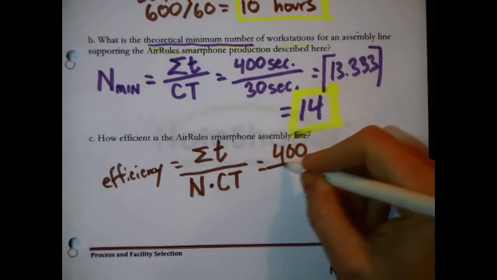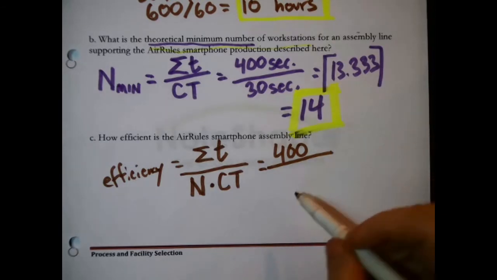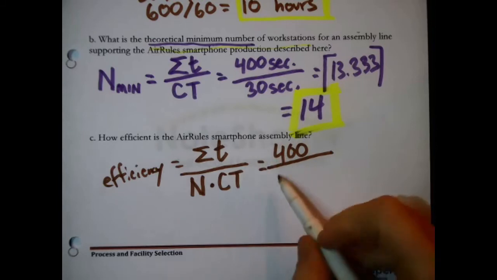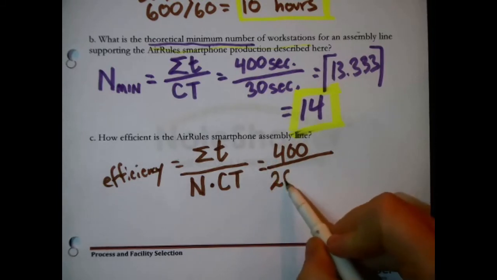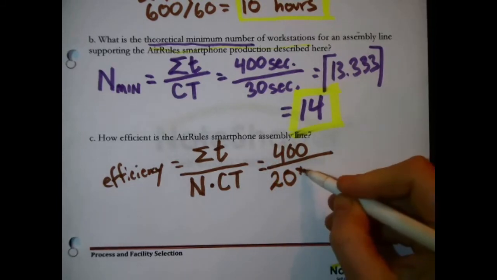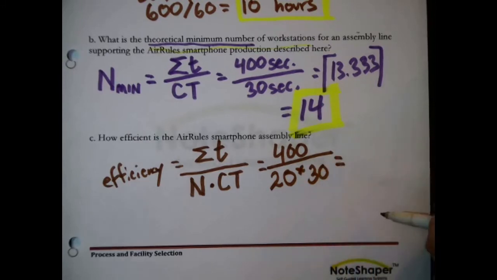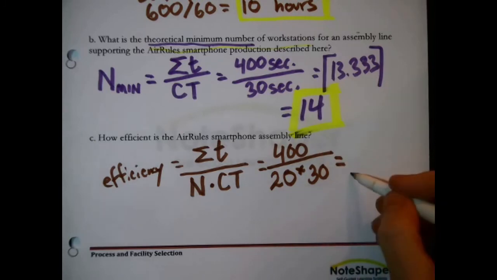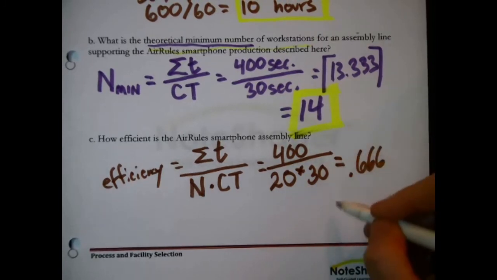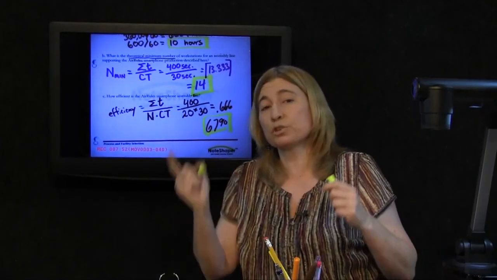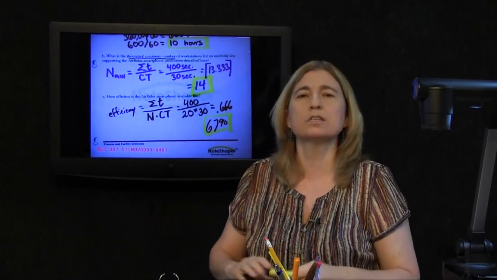Let's fill it out. Takes 400 if you don't have an assembly line. You're just doing it by yourself. The sum of the task times. Now remember, we are evaluating their actual assembly line, which has 20 workstations. That's what we were told. Each one of them taking 30 seconds each time it cycles. So that's 400 divided by 600 basically, or 0.66, or most conveniently stated as a percent. The existing 20 station assembly line that Air Rules has set up is about 67% efficient.